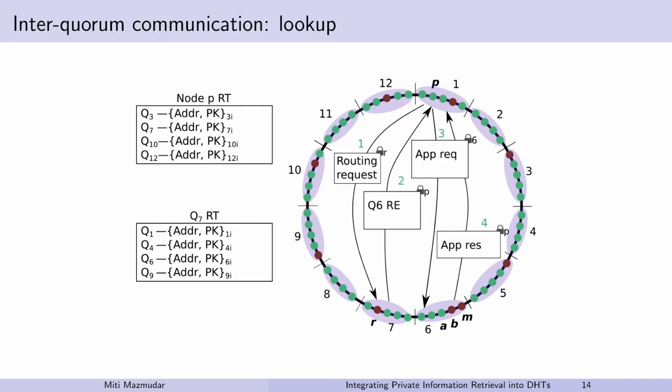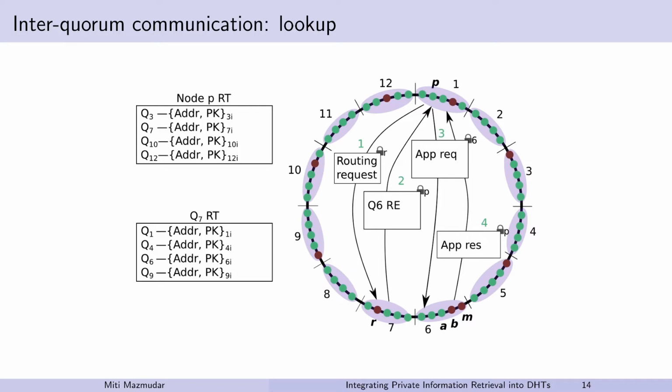Suppose that node P in quorum 1 wanted to talk to quorum 6. The first step would be to look up its own routing table for the quorum that spans the closest address space to the target quorum. Here, that's quorum 7. So node P could ask a node in quorum 7 for its closest routing entry to the target quorum 6, and the contacted node responds back with the routing entry of quorum 6's nodes.